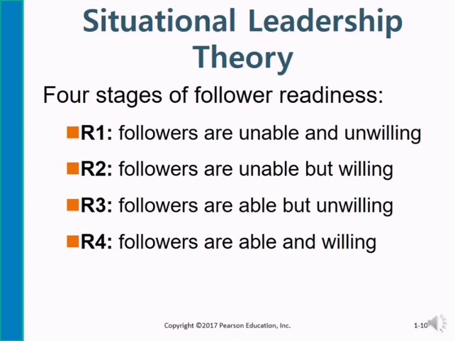At the first stage, we have the R1 followers, who are unable and unwilling. So usually the leader needs to display high task orientation. At R2, we have followers who are unable but willing.